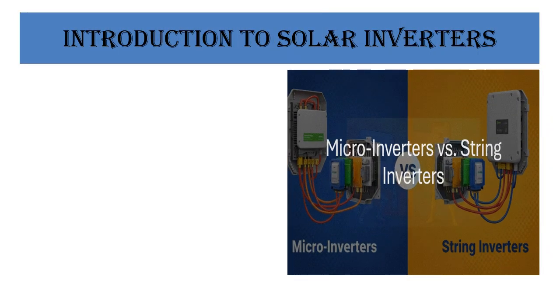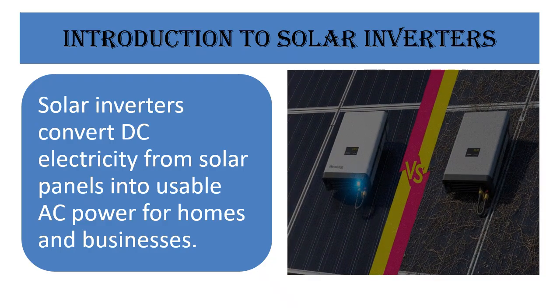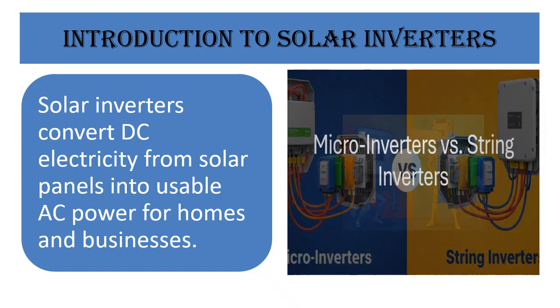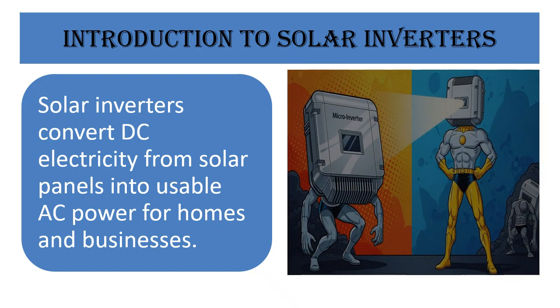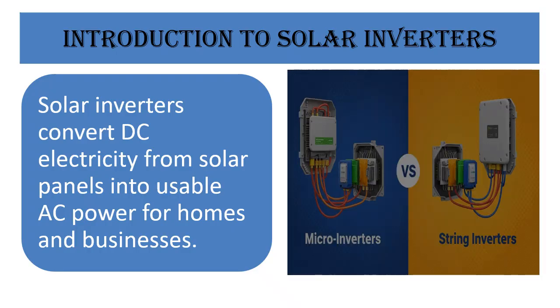Introduction to solar inverters. Inverters are the heart of every solar system. They convert the direct current, or DC, produced by solar panels into alternating current, or AC, that powers homes and businesses. Without them, solar energy isn't usable in most electrical systems.